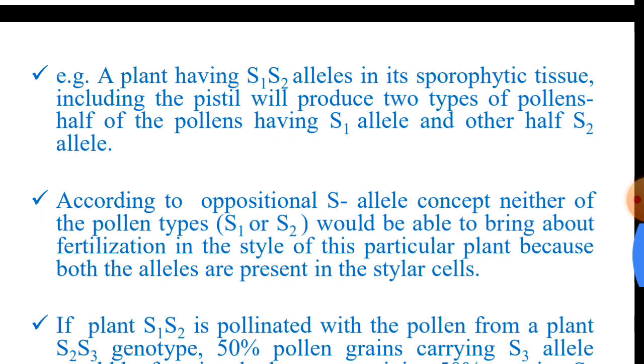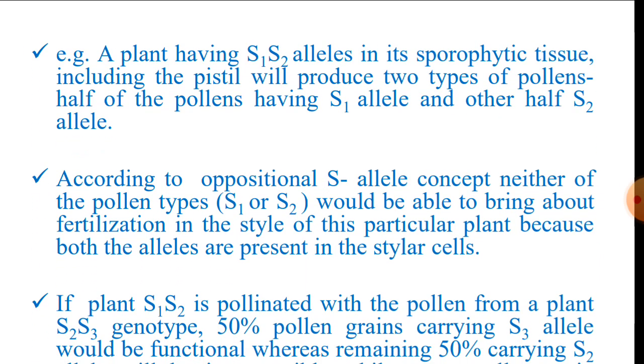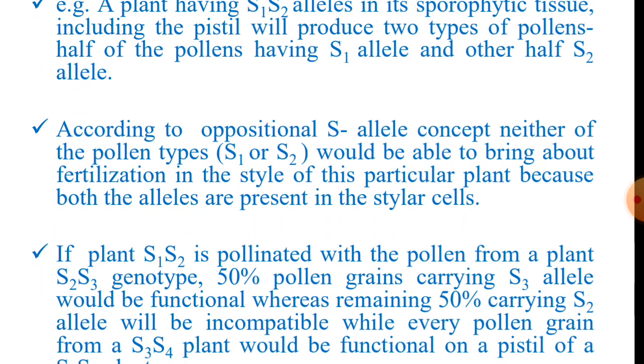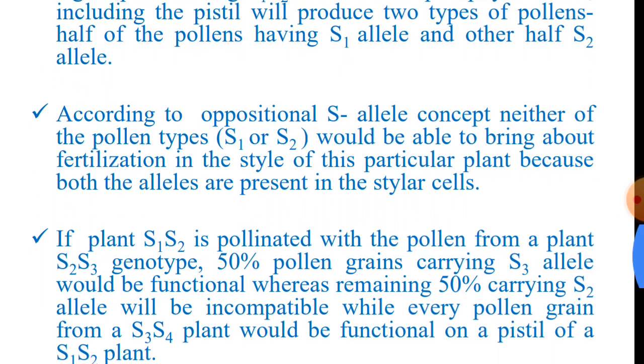For example, a plant having S1, S2 alleles in its sporophytic tissue, including the pistil, will produce two types of pollen. Half of the pollen will have the S1 allele and the other half S2 allele. According to the oppositional S allele concept, neither of the pollen types, S1 or S2, would be able to bring about fertilization in the style of this particular plant because both the alleles are present in the stylar cells.